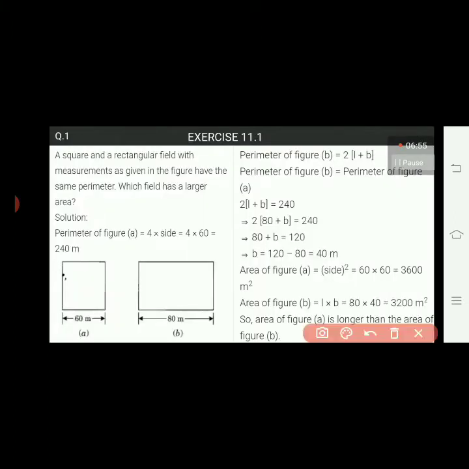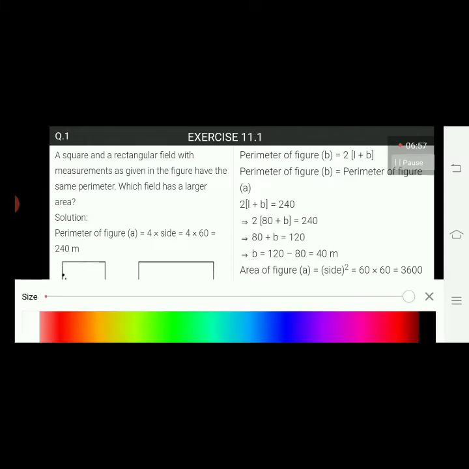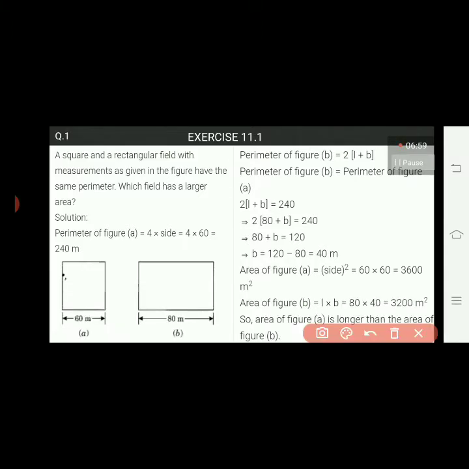Okay, now we're going to start our exercise. It is based on the perimeter. Now see the first question. A square and a rectangular field with the measurement as given in the figure have same perimeter. The rectangle and square is given. Here you can see this is a rectangle and this one is a square. These two figures are given and they are saying that their perimeter is equal. So which field has the larger area?